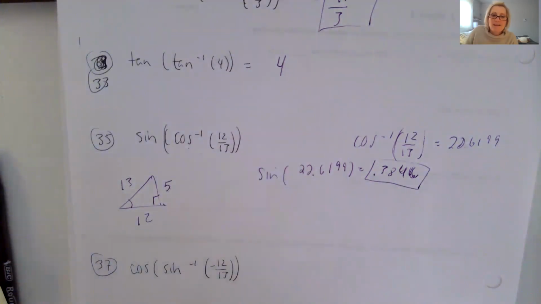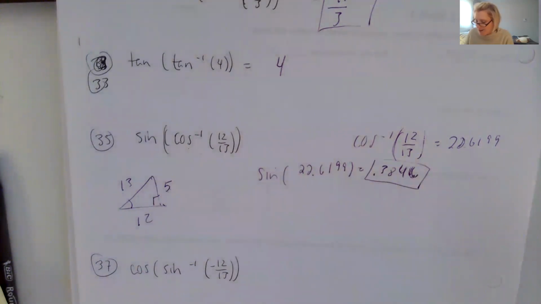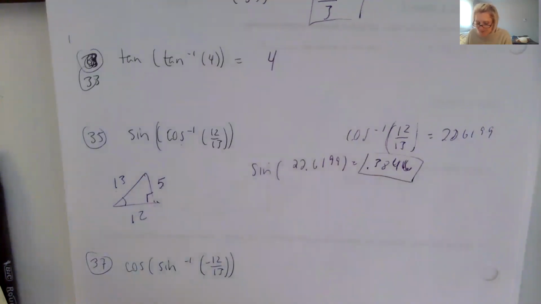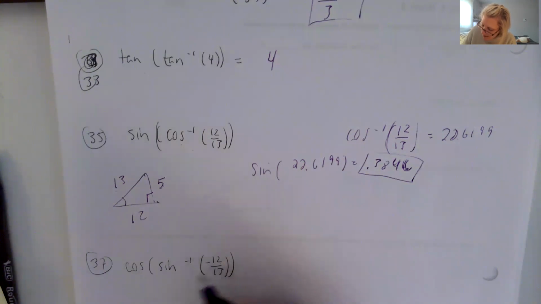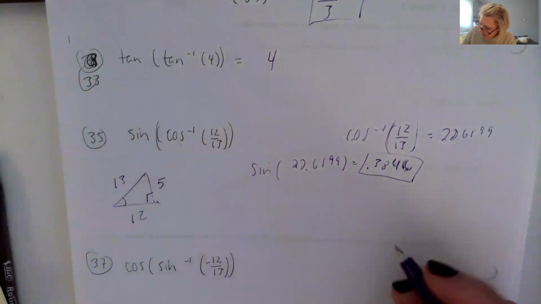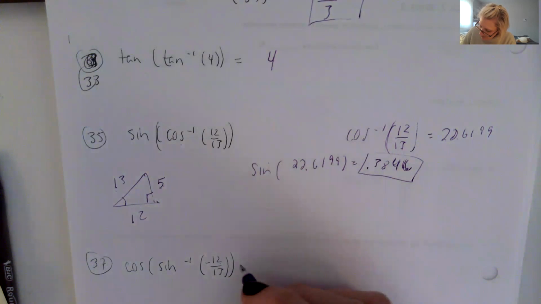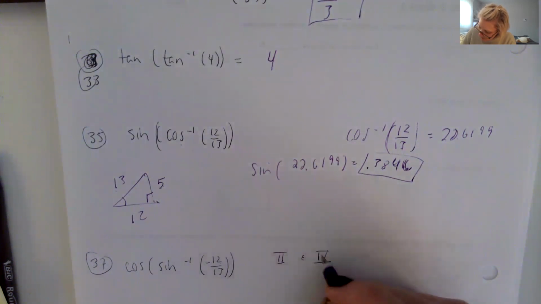And because the decimals are rounded, it's not quite working out that way. 37 is going to be similar. 37 says, find the cosine of the inverse cosine of a negative 12/13. So a negative 12/13 means where is sine negative? Sine is positive in the first and second, but sine is negative in the third and fourth. So third and fourth quadrants.